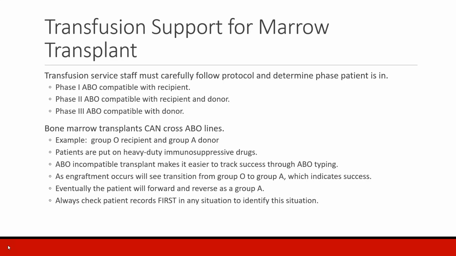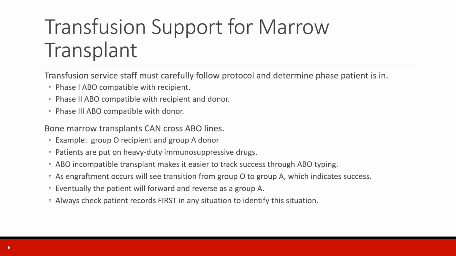Bone marrow transplants can cross ABO lines. For example, a group O recipient can be given group A donors. The patients are put on heavy-duty immunosuppressive drugs to decrease the amount of antibody production. The ABO incompatible transplant makes it very easy to track success through ABO typing. As engraftment of the donated bone marrow occurs, we will see a transition from group O to group A, which indicates success. So you do your typing, and remember the patient's group A.